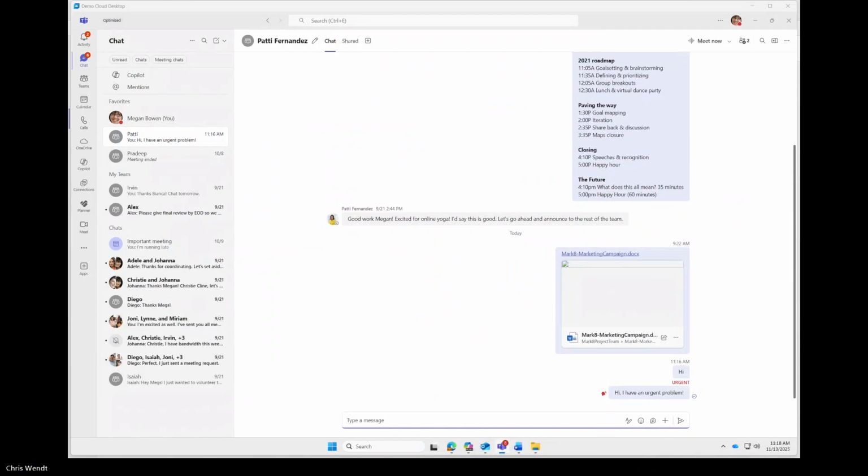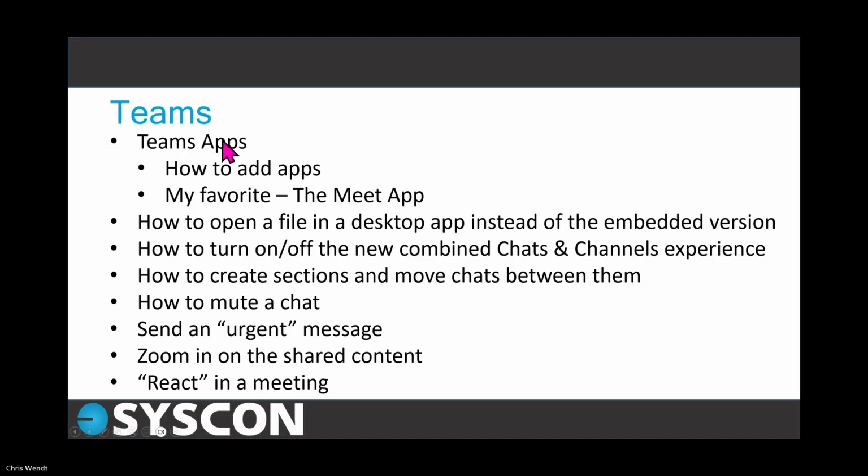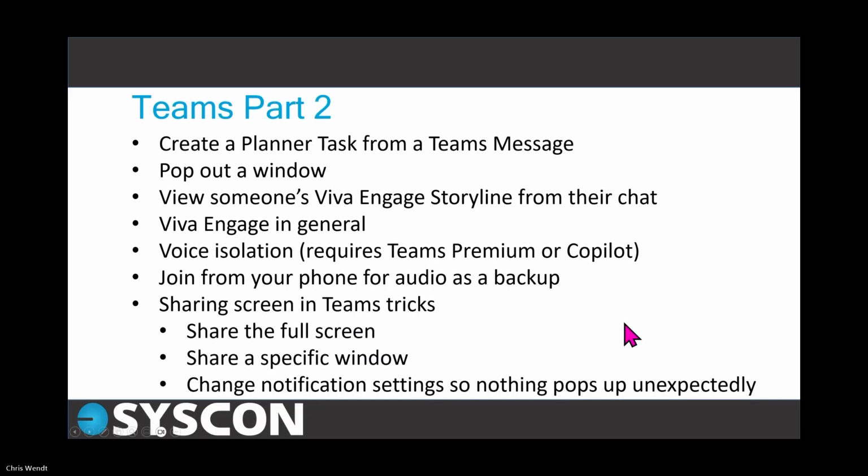Okay, so we just went through quite a few. Let's run through that list. So in the Teams, talking about those Teams apps, how to add an app, my favorite app, the Meet app, how to open a file in the desktop app, how to turn on and off that combined chat experience and create those new sections, how to mute a chat, to send an urgent message, zooming in and out on the shared content, and how to react in a meeting.